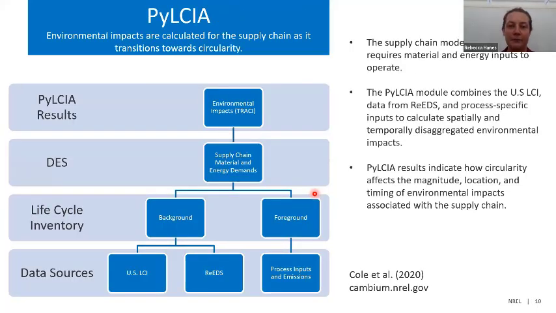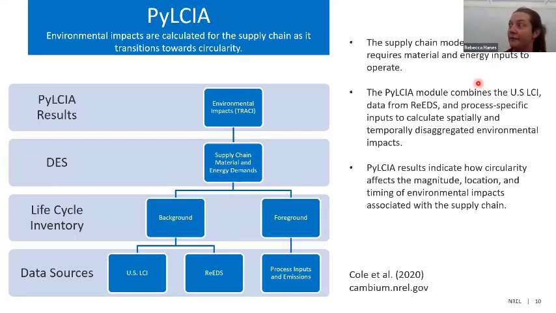So the DES captures material flows, which are dependent on supply chain costs and other characteristics captured in cost graph. Our third module is PyLCIA, which takes the material flow information from the DES and calculates life cycle environmental impacts for the supply chain operation.